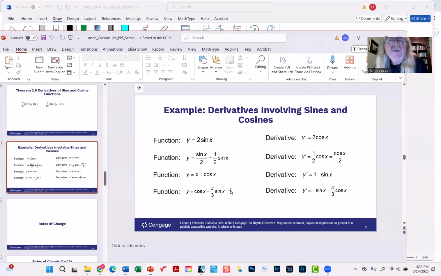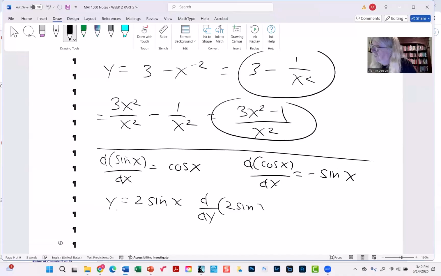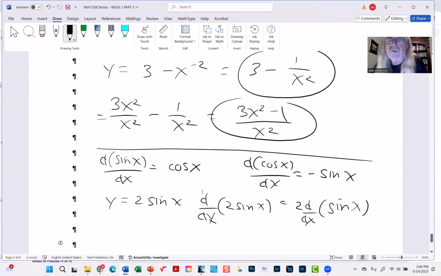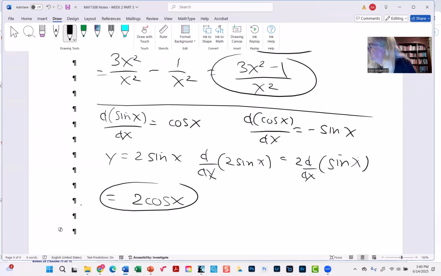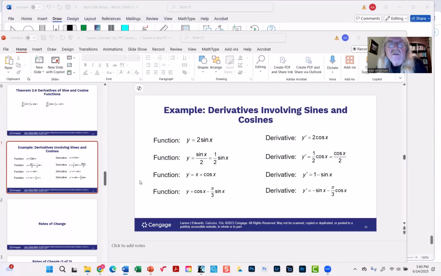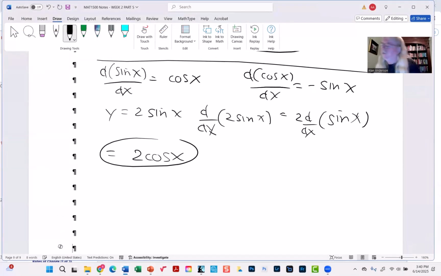So we'll start with y equals 2 sine x. So you can think of it like this. I just factored out the 2, and now I can just apply this rule directly, and I end up with 2 cosine x. So that was pretty straightforward. What about this one? Ooh, well, it's just 1/2 sine x. It's going to be exactly the same thing, except the constant is different.